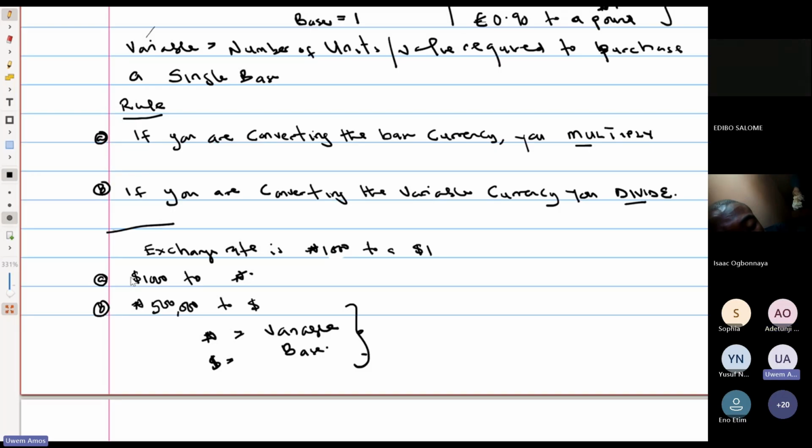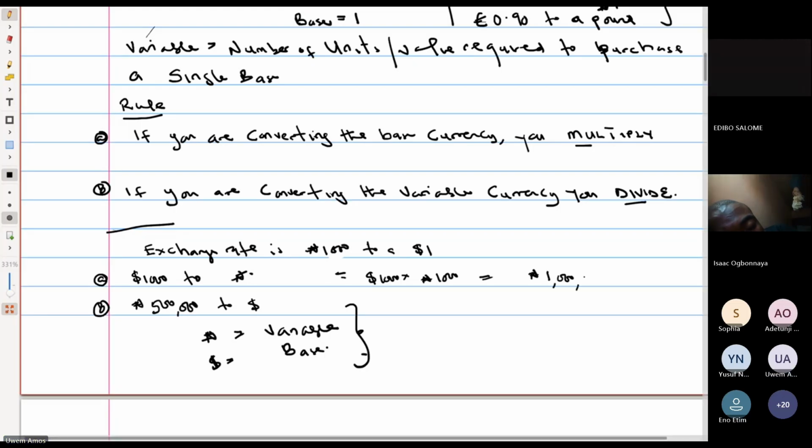So when you are converting the base, what do we do? We multiply. So that would be 1,000 multiplied by the same 1,000. So what is the value in Naira? 1 million. Now let's look at the second scenario.